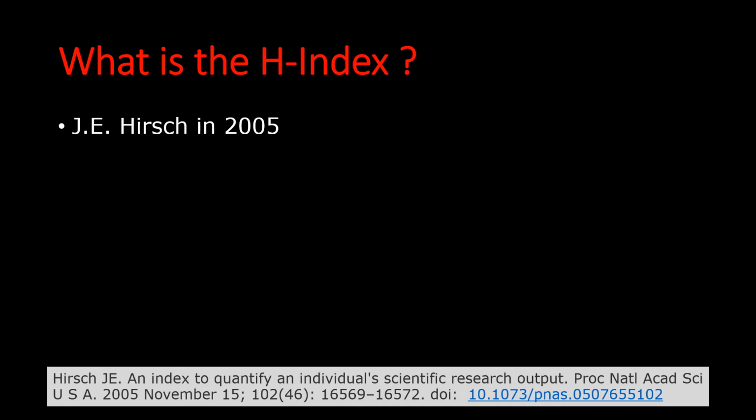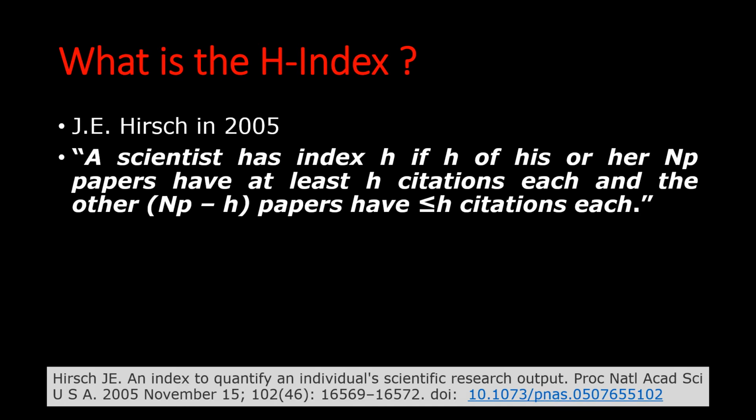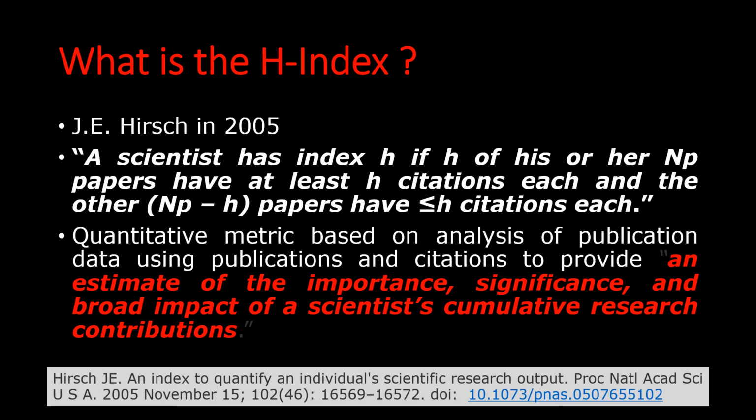It was defined by J.E. Hirsch in 2005, and the scientist has given the H-index a proper definition. It is basically a numerical indicator which helps to identify how productive and influential a researcher is.